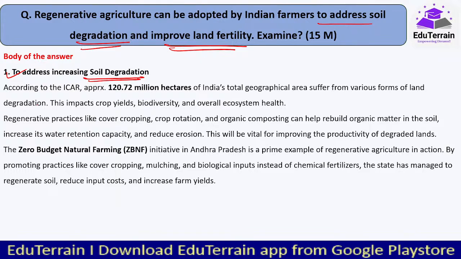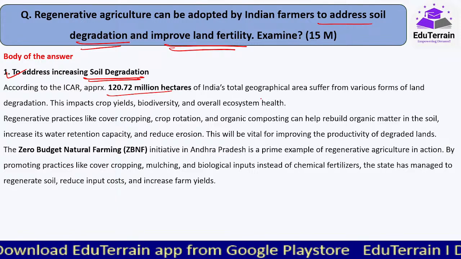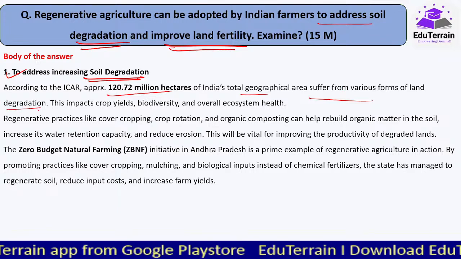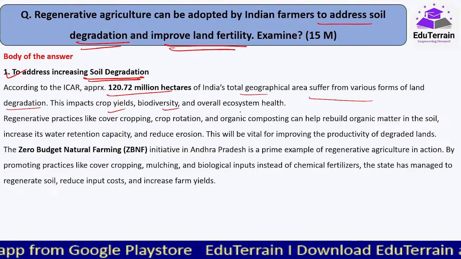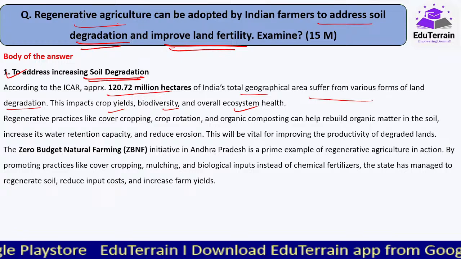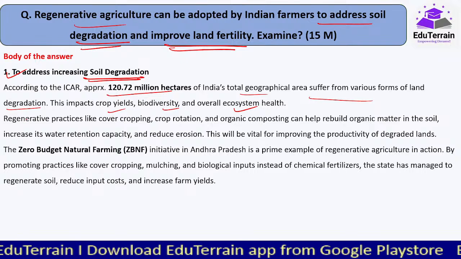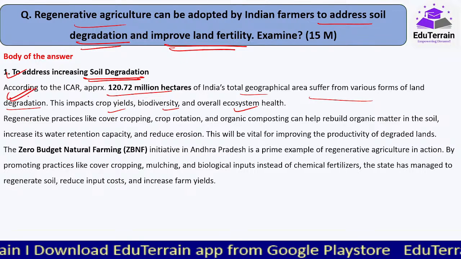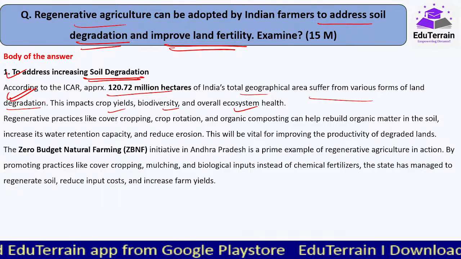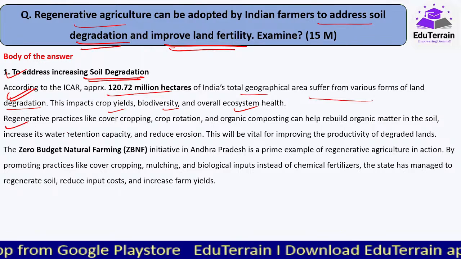Now according to ICAR, again from the same report, 120.72 million hectares, which has increased further now, of India's total geographical area suffer from various forms of land degradation, and this impacts the crop yields, biodiversity, and overall ecosystem health. Now we have said that regenerative agriculture can be adopted by farmers to address the soil degradation and improve land fertility. How can it? That second sentence. So first we have given the reason behind this suggestion. Now how the suggestion should be implemented.